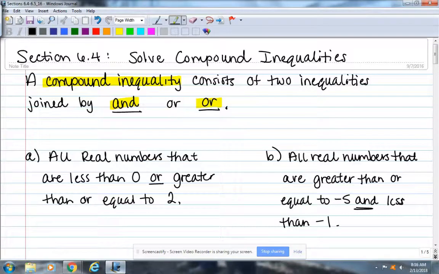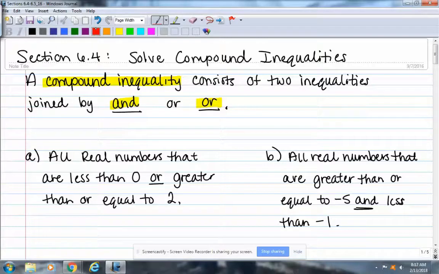So in section 6.4, we're talking about compound inequalities, and they are joined by the two words either and or, just like in English class you have compound sentences that have ands and ors. We also have compound inequalities. And what we're going to do with these is we're going to graph them on a number line a lot of the times.